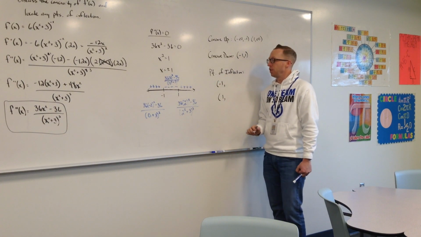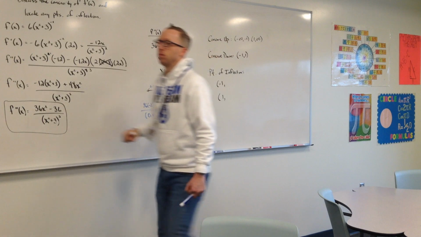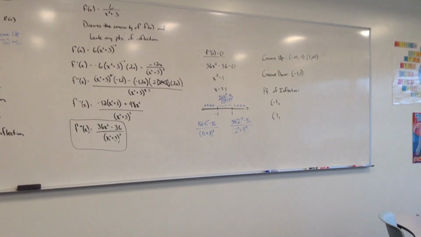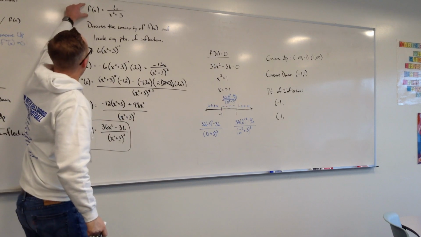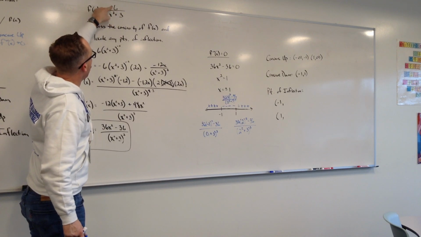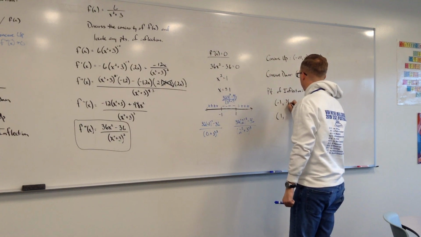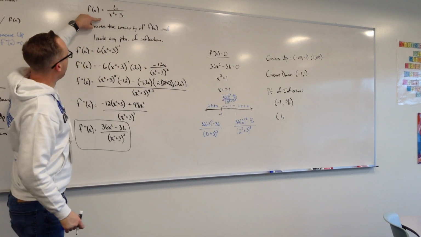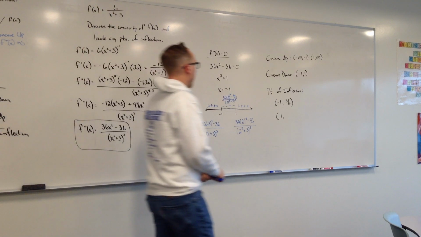Well, what's the other half of these coordinates? We need to plug negative 1 and 1 into the original equation. So let's plug in negative 1 to our original function. Negative 1 squared is 1, 1 plus 3 is 4, and 6 over 4 would be 3 halves, or 1.5. Let's plug in positive 1. 1 squared is 1, 1 plus 3 is 4, 6 over 4 is 3 halves again.